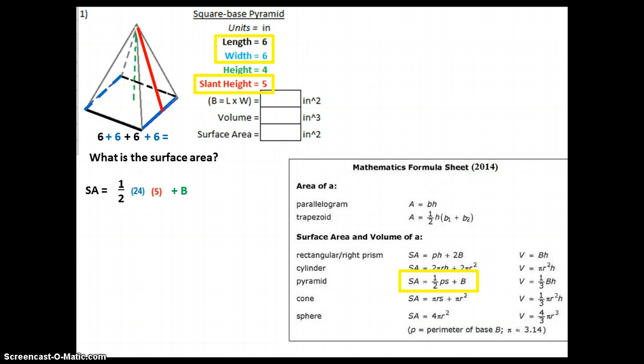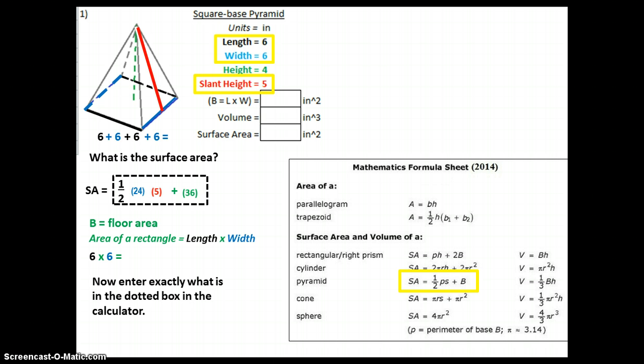The next variable is the capital B. It stands for the surface area of the floor of the shape. And the area of a rectangle is calculated by length times width. And both of those in this case are 6. So there you go. 6 times 6 is 36. Put it in parentheses. Replace the capital B with it.